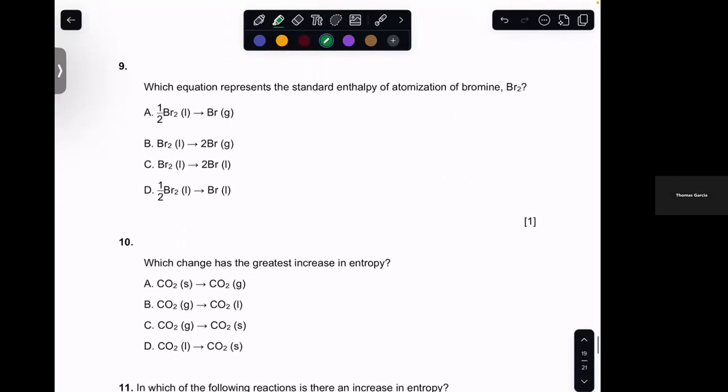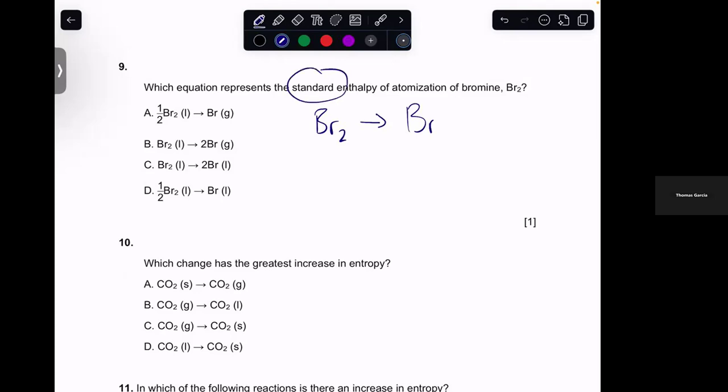All right, moving on to number 9. Which equation represents the standard enthalpy of atomization of bromine, Br2? So we're going to take Br2 and turn it into Br. You'll notice that for this reaction, we're not adding or taking any charges away because it's just separating the atoms. This is breaking that bond. This is also a standard enthalpy, meaning we have 1 mole. We're only looking for 1 mole of our product here. So we're going to end up with A. It's the only one that goes to 1 mole.